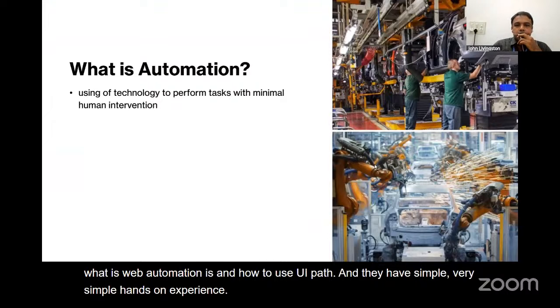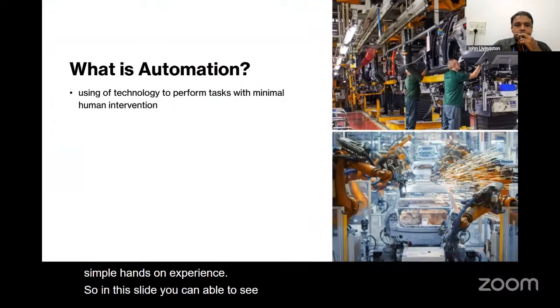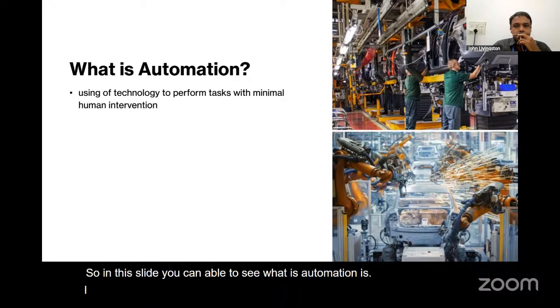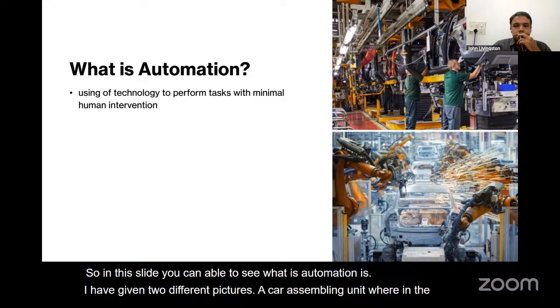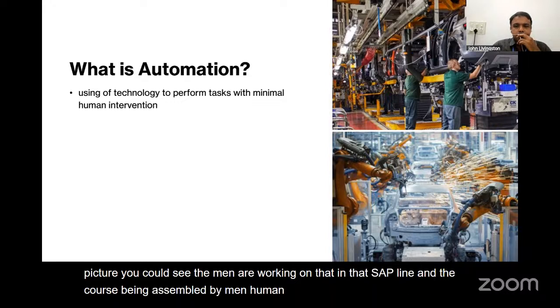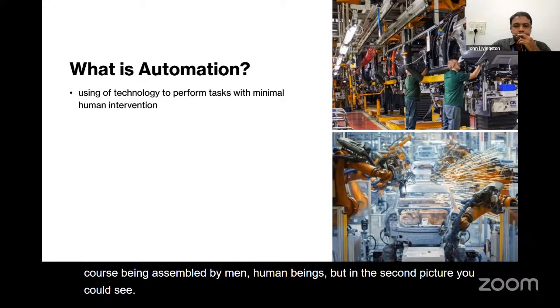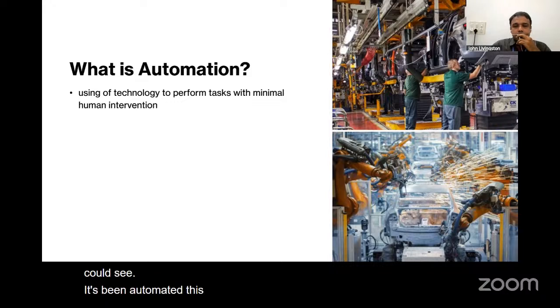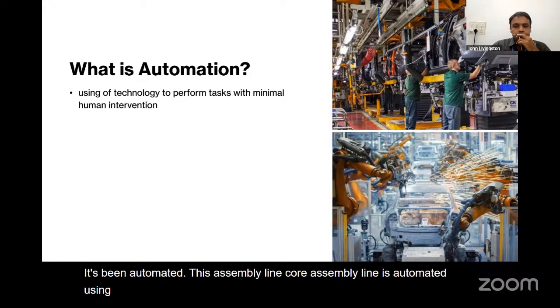In this slide, you can see what automation is. I have given two different pictures of a car assembling unit. In the first picture, you can see men working in that assembly line, and the car is being assembled by human beings. But in the second picture, you can see it has been automated. The car assembly line is automated using robotic arms.